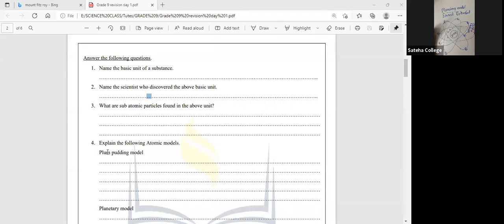Miss, both the models were rejected? This also was rejected and they introduced another one. Okay? Teacher, the planetary model was also rejected? Yes, but you will study why it was rejected in grade 10, because that is not in your syllabus now.